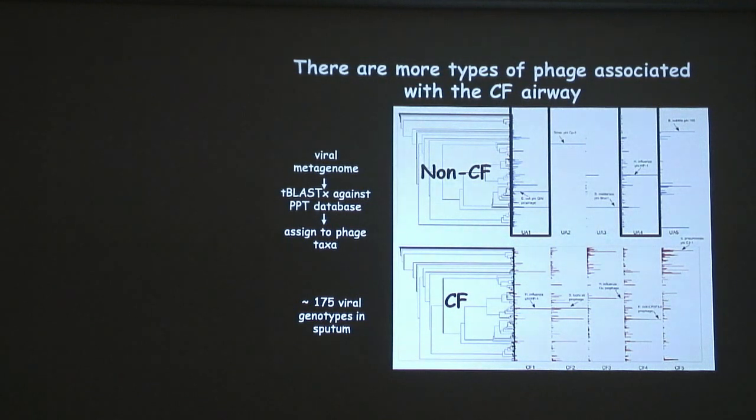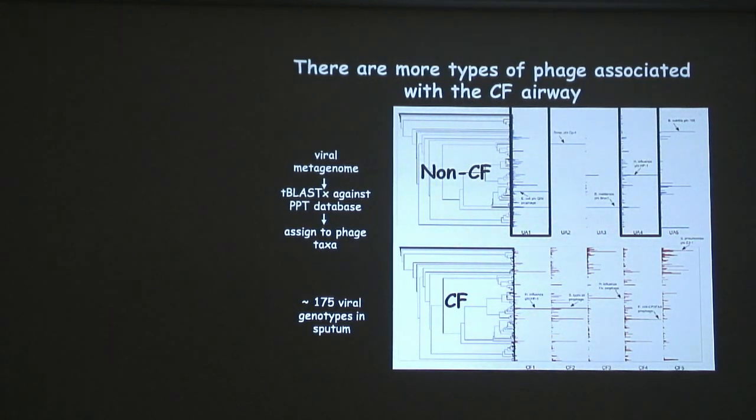So the bottom versus the top, what you'll see is that cystic fibrosis tends to have more viruses associated with it, and actually most of them are going to be phage of some sort, though you do see a lot of eukaryotic viruses. The total diversity is maybe 175 viruses there.